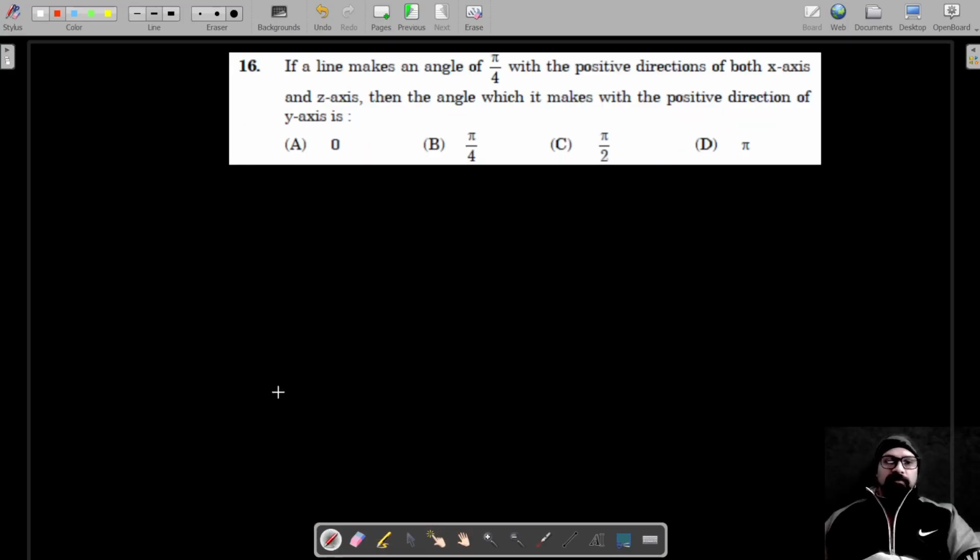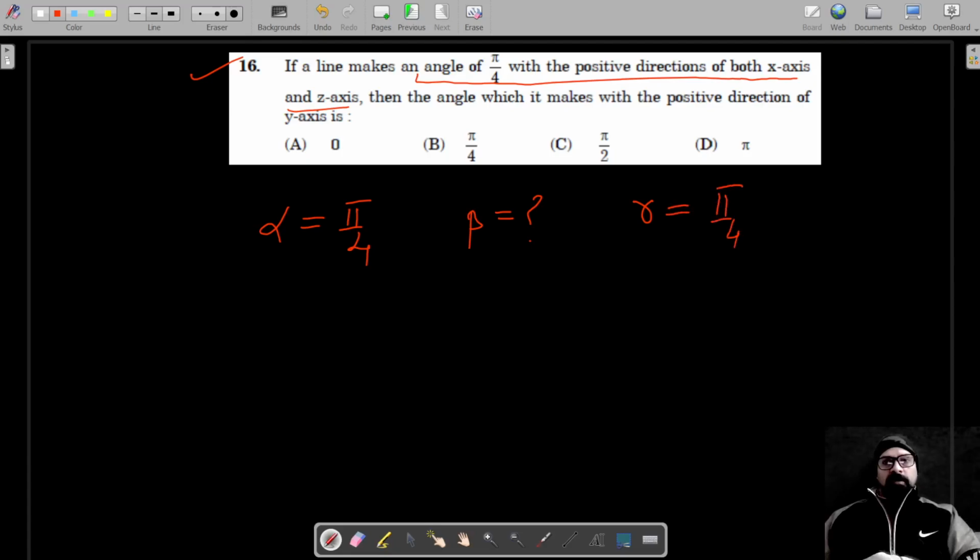Okay, for question number 16, it's given that a line makes an angle pi by 4 with the positive direction of both the x and z axis. With the x-axis, the angle made is taken as alpha, with the y-axis it's beta, which is not given, and with the z-axis it's gamma, which is also pi by 4. Now, we know that the squares of the cosines of all these angles, when added, give us 1.